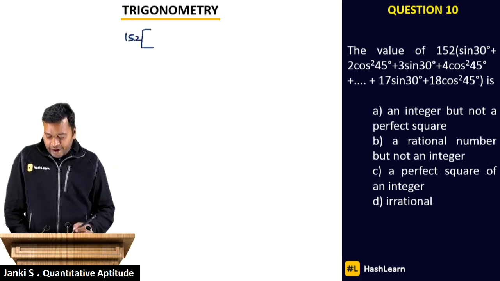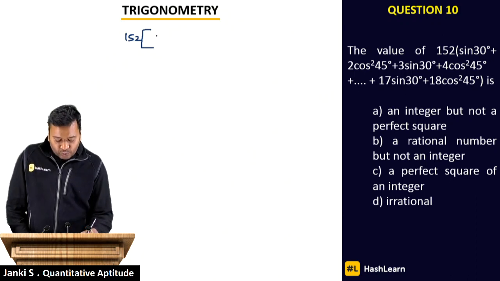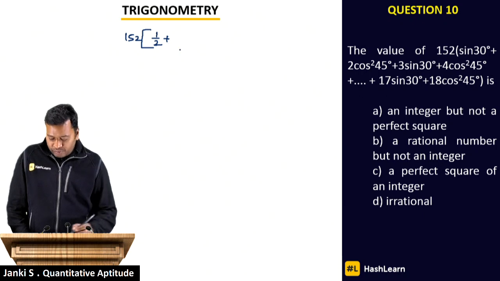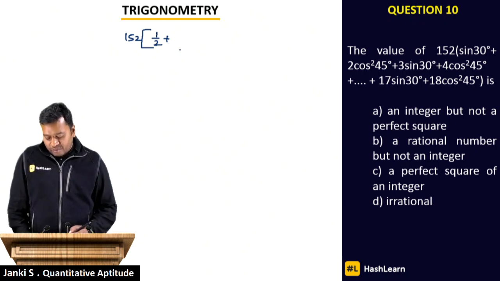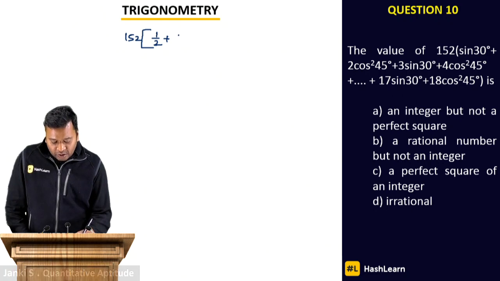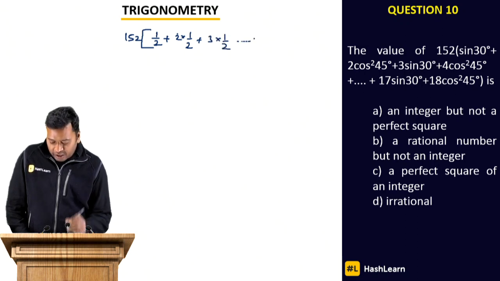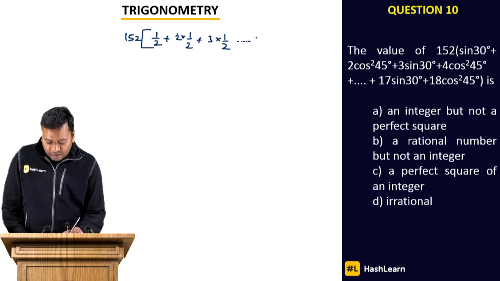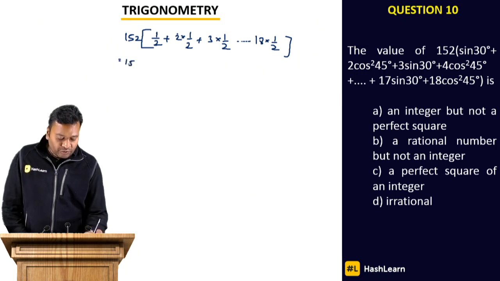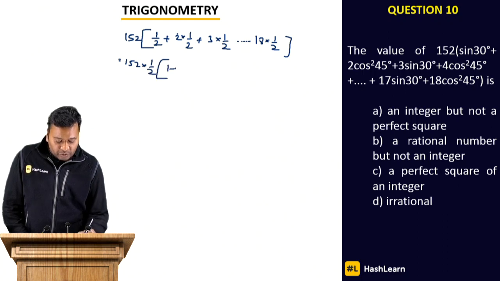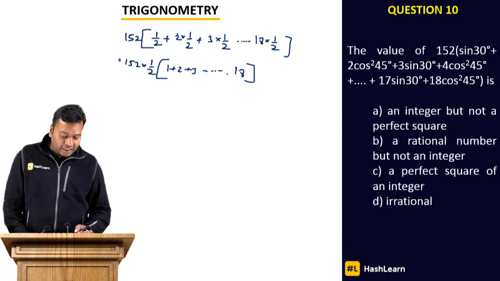152 into sin 30 is nothing but 1/2, plus cos square 45, that means it is also 1/2. That's nothing but 2 into 1/2, plus the next part is 3 into 1/2. It goes on till the last part, 18 into 1/2, is the format, right? So this becomes 152 into, now I'll take 1/2 as a common value. It's but 1 plus 2 plus 3, it goes up to 18. Summation of first n natural numbers.